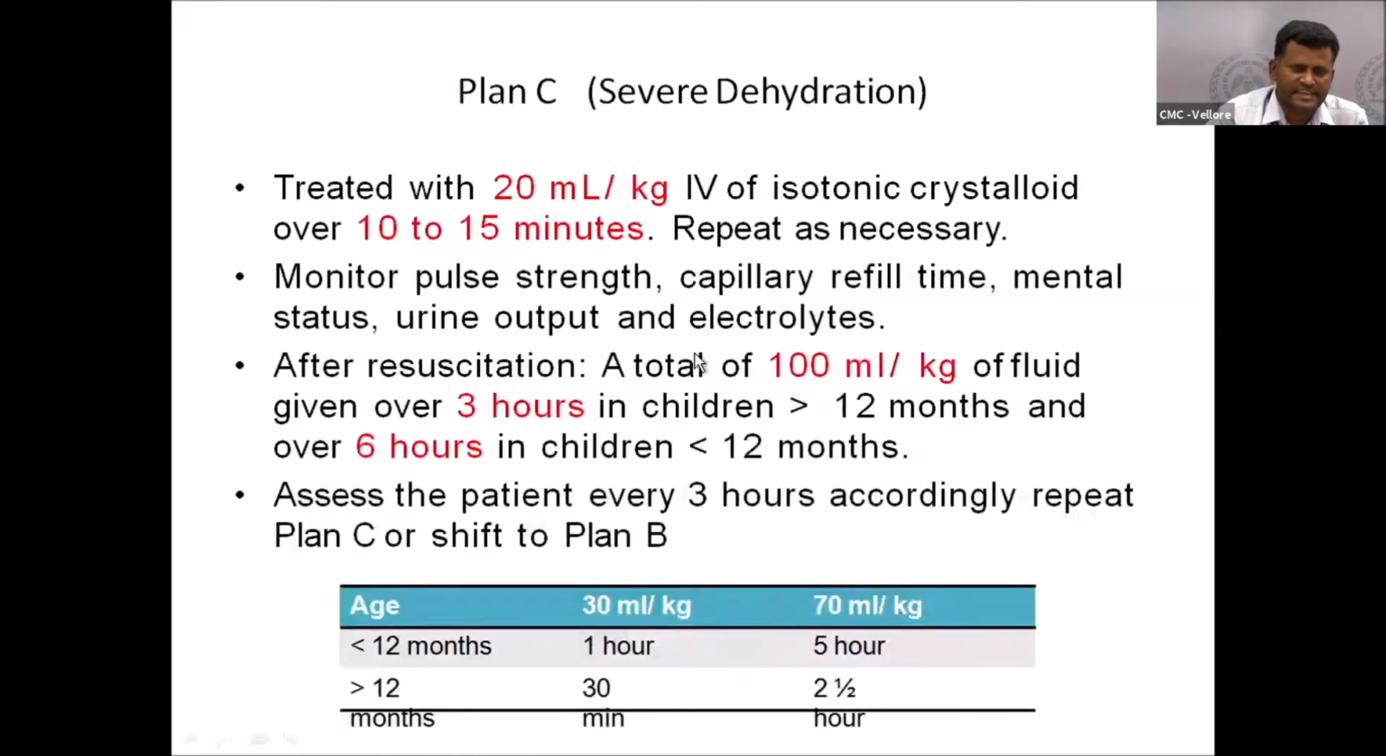And plan C is IV fluids, that is for severe dehydration. So we may have to give a bolus if needed, followed by 100 ml per kg of IV fluids. If the child is less than 12 months, it should be given over 6 hours. If the child is more than 12 months, it should be given over 3 hours.